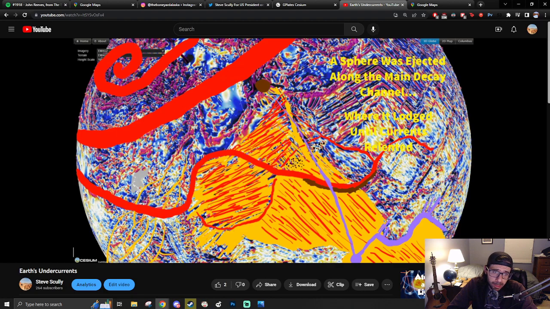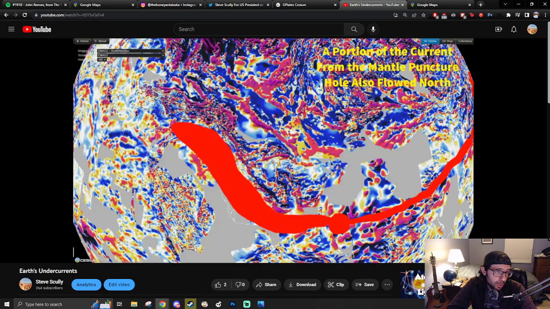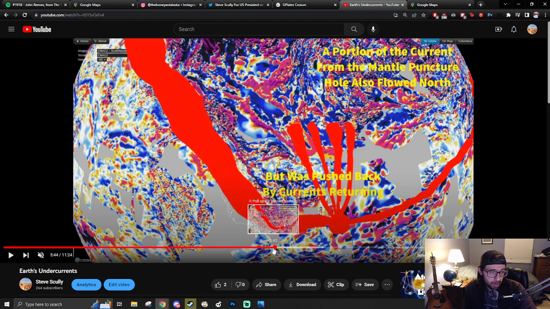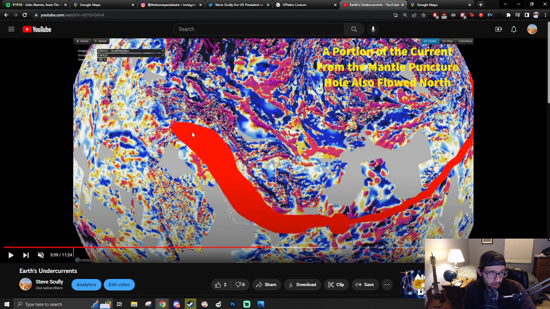I know, maybe a little unreasonable. I like how I drew those currents. A portion of the current from the mantle puncture hole also flowed north. So this is where this segment matters right here, which I unfortunately don't uncover again. So that's why I went back. This portion is going to come into play. You'll see me draw it, so keep it in mind.